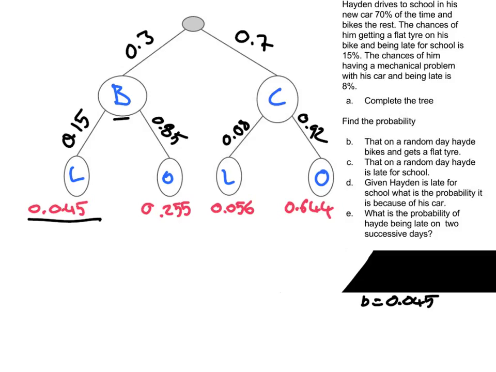On a random day, Hayden is late for school. So what we need to do is add the two probabilities for the two events where he is late, because either of those two ways could make him late, either by car or by bike. So we're going to add those two probabilities together. I'll get my little calculator, and I'm going to type in 0.045 plus 0.056, and that's going to give me the answer.